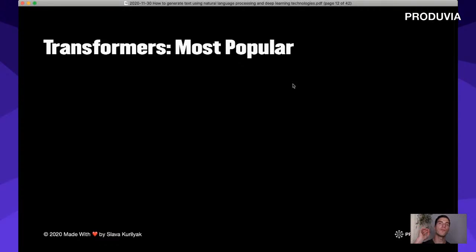So I want to share with you 5 of the most popular transformer models for text generation. Why 5? Well, I want to keep it simple, right? There are hundreds by now, if not thousands, of different models that can generate text.